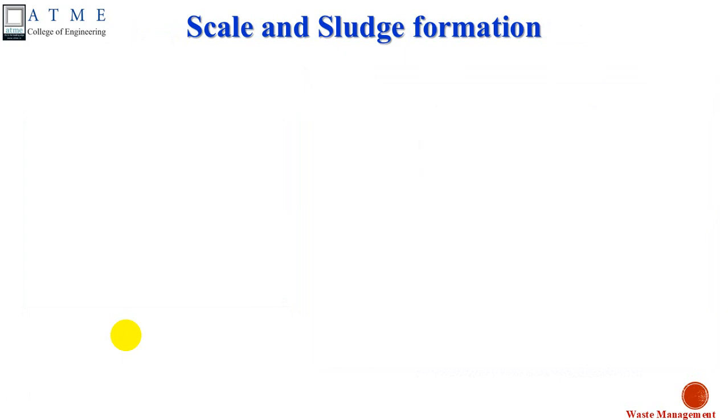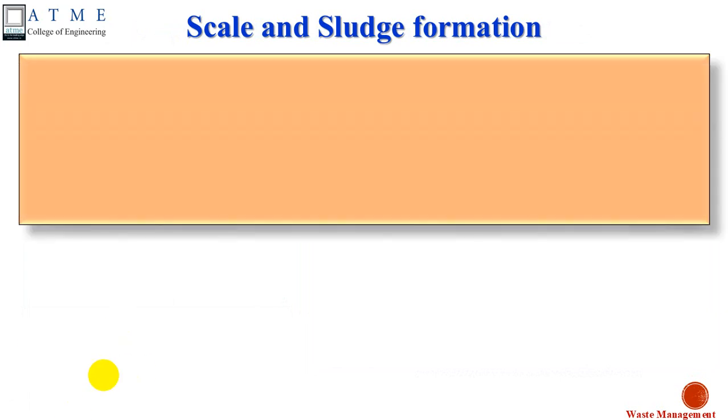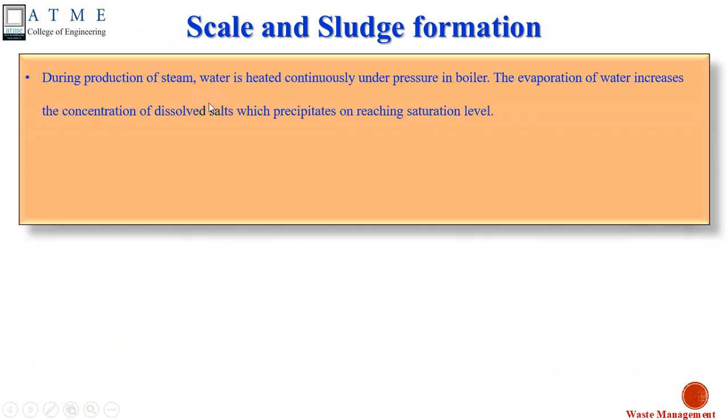Now let us see another part, the scale and sludge formation. So these are the boiler troubles which occur due to some impurities present in our water. During production of steam, water is continuously heated under pressure in the boiler, as you have already seen in the animation. The evaporation of water increases the concentration of dissolved salts, which precipitate and reach the saturation level. This also you have seen in the animation.